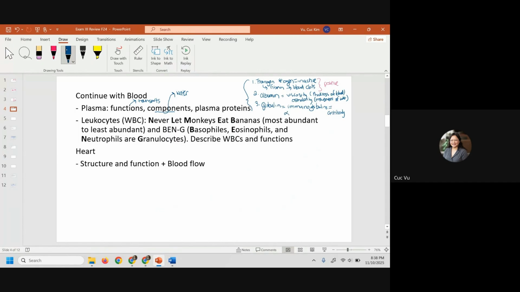So globulins come in different forms. There's alpha, beta, and gamma. The alpha and beta ones function in transport, where the gamma ones, these are your actual antibodies. Gamma globulins are also known as immunoglobulins, and these are the ones that function as antibodies. Alpha and beta globulins just help to transport.